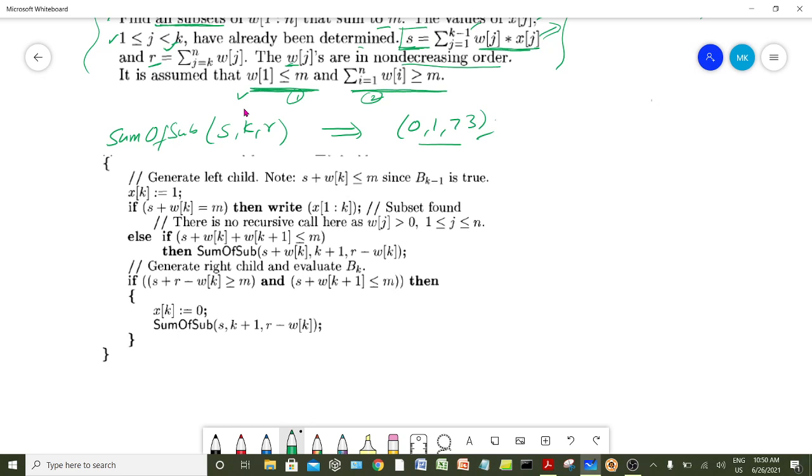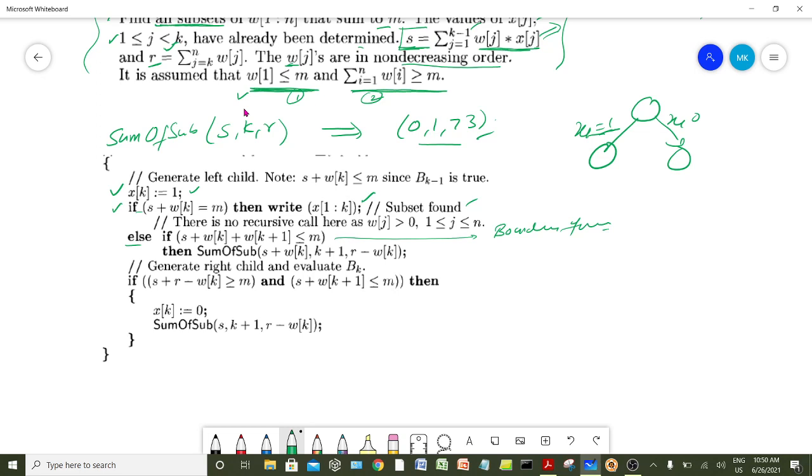Fine. So we need to explore x1 is equal to 1 or x1 is equal to 0. This is the case when xk was initialized to 1. When xk was equal to 1, then we need to check whether we attained the solution. If we attained the solution, then we need to print it: subset found. If this is false, then we need to go to the else part, and within the else part we need to check the bounding function.